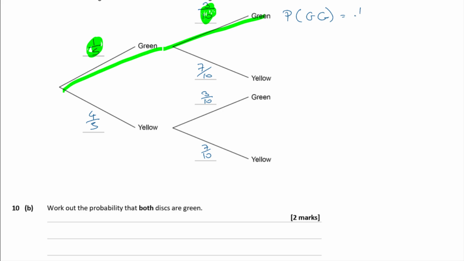So 1/5 times 3/10. What's that going to give me? That's 3/50. Okay, so the probability of green is 3/50.